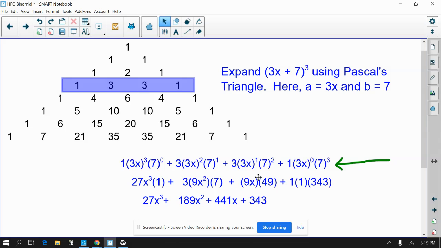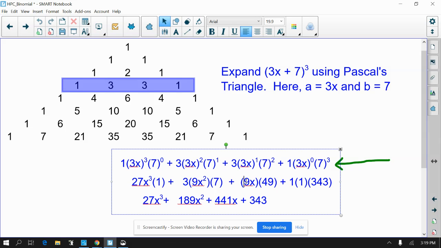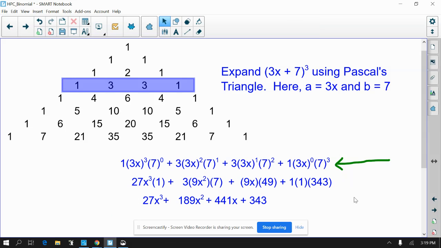So 9x to the first. Here I am. Oh, no. This should be 3, my friend. Oh, no, that's not my bad. I should have trusted myself. Let's go back to the top. 3, the Pascal number, 3x to the first, and then 7 to the second. So 3x to the first is just 3x. So I can do 3 times 3x, which is 9x. And 7 squared is 49. And now I can multiply these two. 9 times 49 is 441.